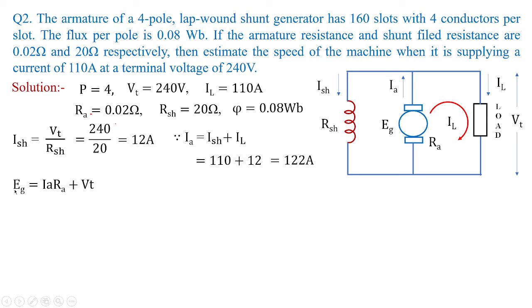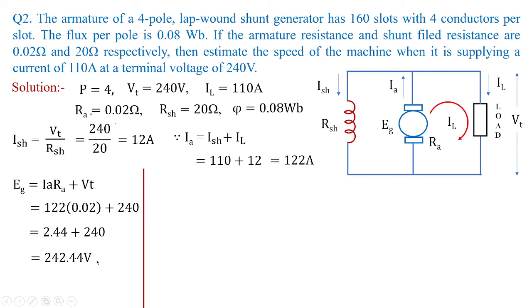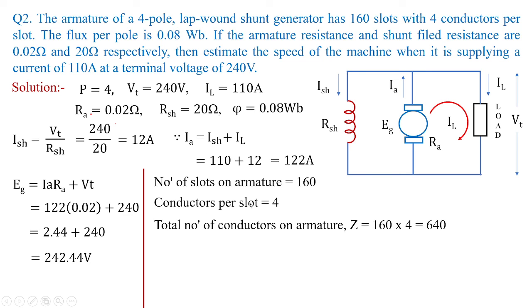Now since Eg is equal to Ia Ra plus Vt, we are going to get the value of Eg as 242.44 volts, and we need to estimate speed. For that, the number of slots on armature is given as 160, conductors per slot is given as 4. So total number of conductors on armature will be given as Z is equal to 160 multiplied with conductors per slot. So 160 multiplied with 4 will give you the value as 640. That is the value of Z.